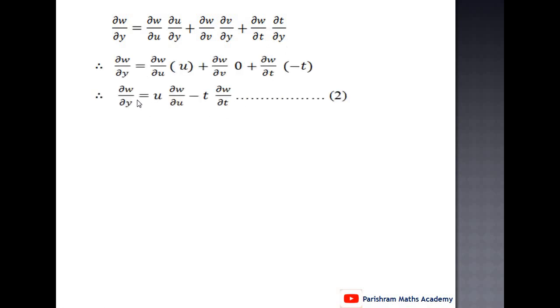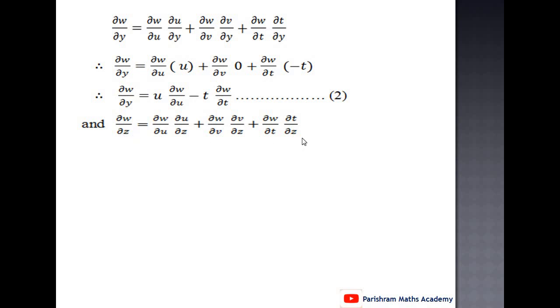Similarly, the derivative of w with respect to y is ∂w/∂u into ∂u/∂y plus ∂w/∂v into ∂v/∂y plus ∂w/∂t into ∂t/∂y. We can substitute the values of ∂u/∂y, ∂v/∂y, and ∂t/∂y. We get ∂w/∂y = u ∂w/∂u, the second term is 0, minus t ∂w/∂t. This is equation 2.